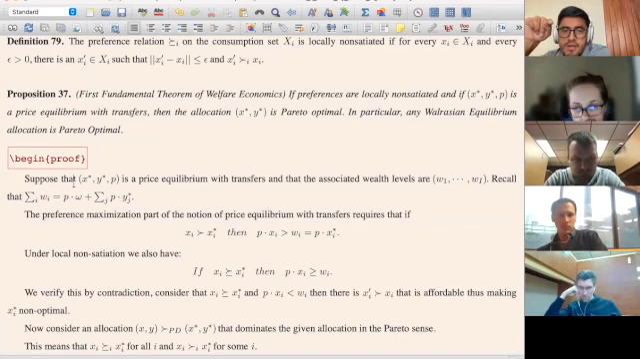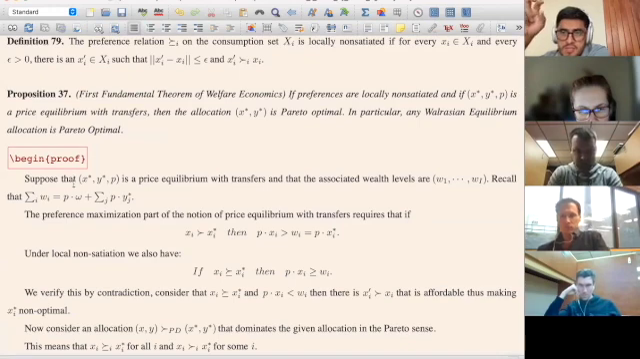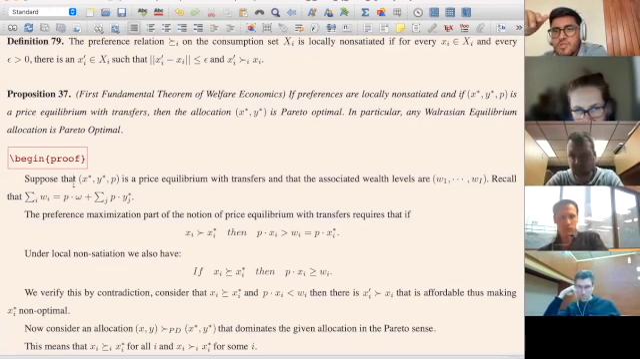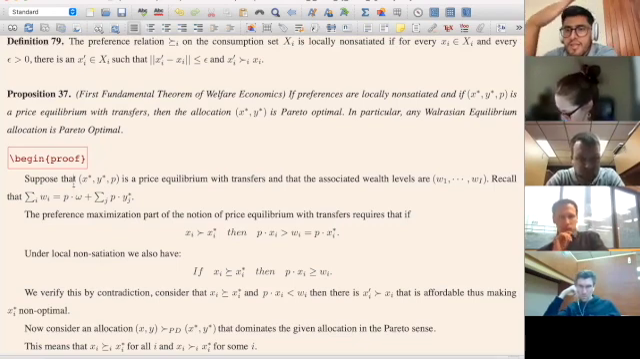It has to be that if there is an allocation Xi that is strictly better than Xi star, remember, Xi star by definition has to be preference maximizing. So if it is preference maximizing and you have a budget, it has to be due to local non-satiation that the solution has to be in the budget, right? So it has to be at the frontier. Do you understand? Do you remember this?